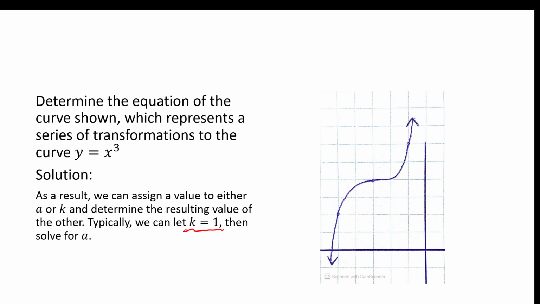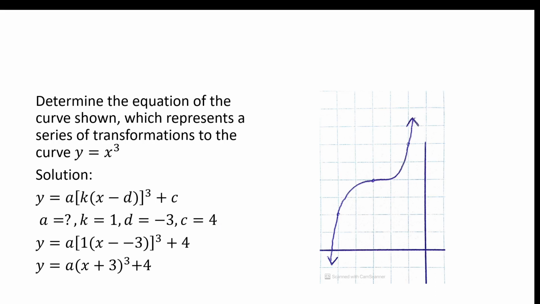Now, this doesn't work for every function anywhere in the world because not every function is either even or odd, but this function happens to be an odd function, so it actually does work for this. So what we can do then is say we're going to let our k value be 1 based on the discussion earlier. D and C are the coordinates of the point of inflection, and so we just have to figure out what a equals. So we can say ultimately y equals a, and then x plus 3 quantity cubed plus 4.